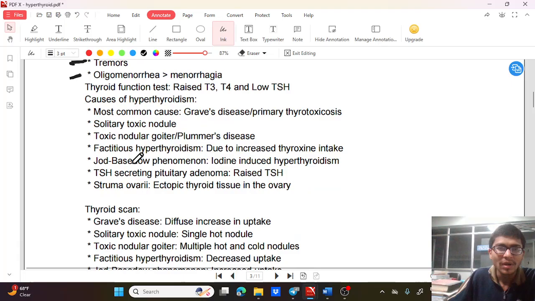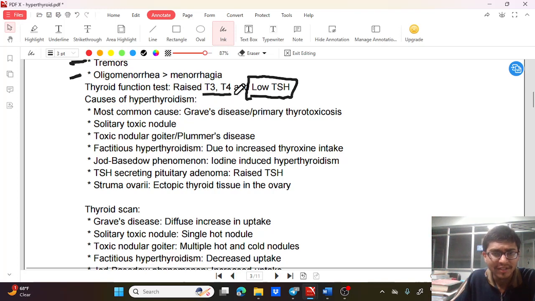Then coming to their thyroid function test, in cases of hyperthyroidism, they will be having raised T3 and T4 and low TSH. So low TSH is a very important factor. These hyperthyroid patients will be having low TSH. So it follows a negative feedback mechanism. The TSH secretion will be decreased as there will be raised T3, T4.